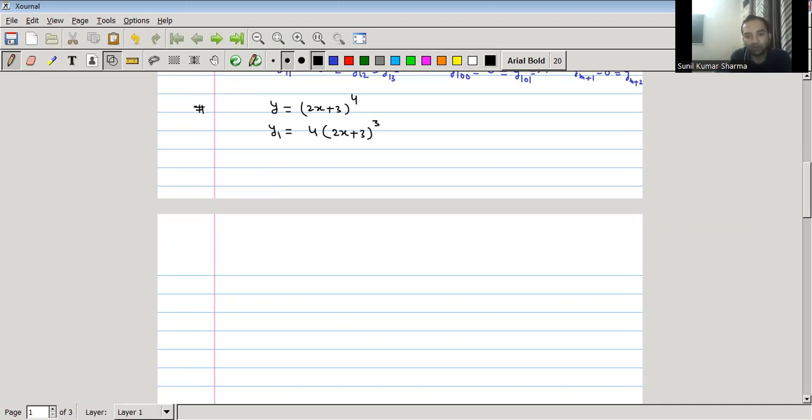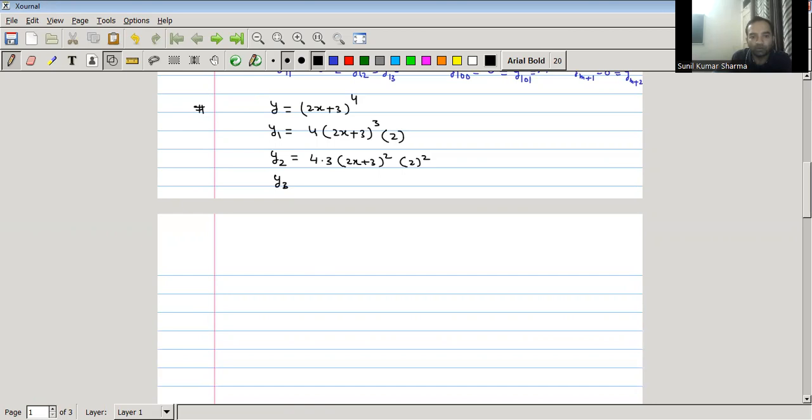And again we have to differentiate 2x plus 3. So when we differentiate 2x plus 3 with respect to x, we get 2. The derivative of x is 1. So 2 into 1 is 2. And the derivative of 3 is 0. So plus 0, we get 2 only. Right? Now come to y2. So again we differentiate. So we write 4 into 3 into (2x plus 3) whole squared. Again, when you differentiate 2x plus 3, you get 2. So already we have 2, and we find another 2. We can write 2 squared.